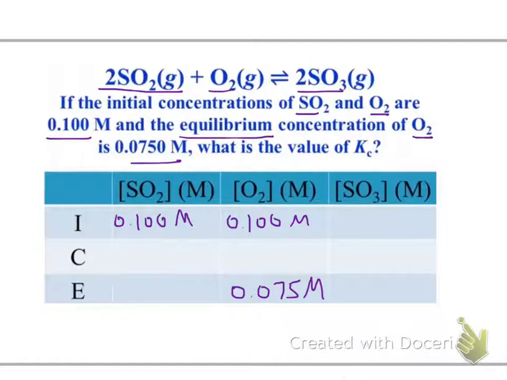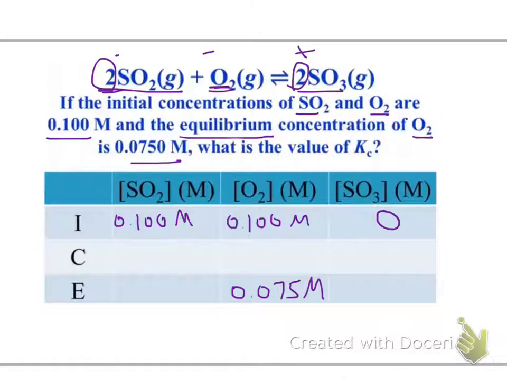So if we're starting with reactants, we can assume our initial concentration of product is 0. None has been made yet. Now we can also say that as the reaction moves in the right-hand direction, I'm going to lose some amount of oxygen and some amount of SO2 and gain some amount of SO3. And I can also say for every mole of O2 I lose, I'm going to lose 2 moles of SO2 and gain 2 moles of SO3.